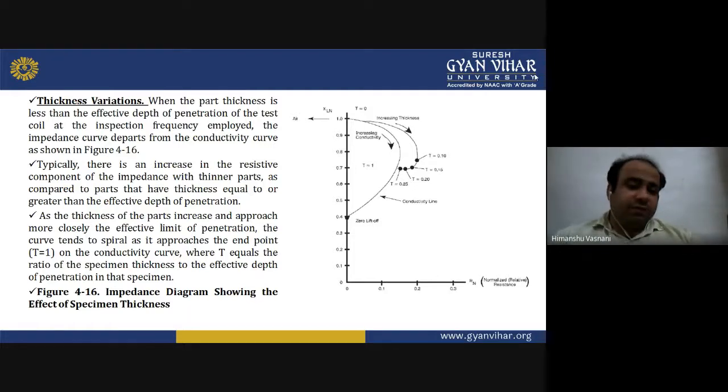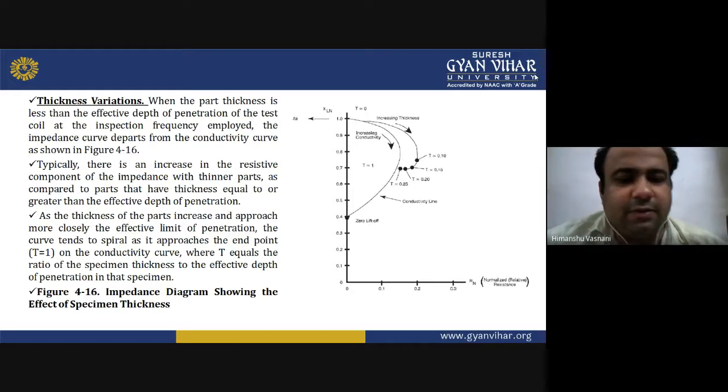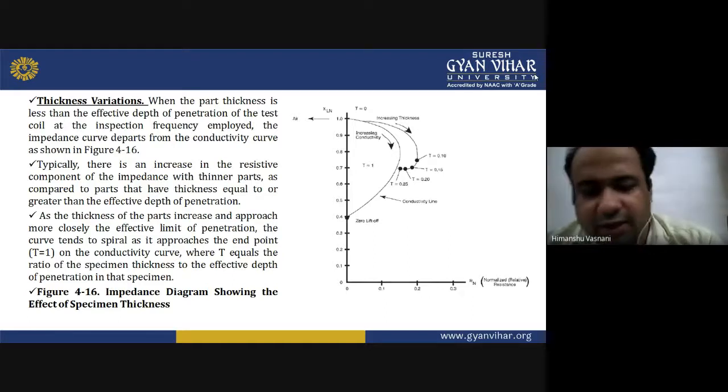As the thickness of the part increases and approaches the effective depth of penetration, the curve tends to spiral as it approaches the end point, that is t equals 1, on the conductivity curve, where t equals the ratio of the specimen thickness to the effective depth of penetration in that specimen.